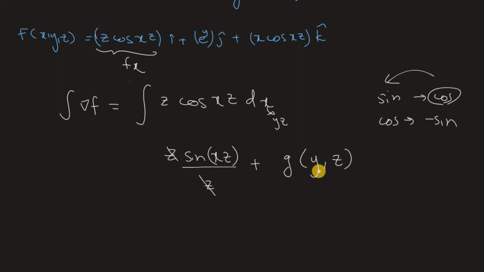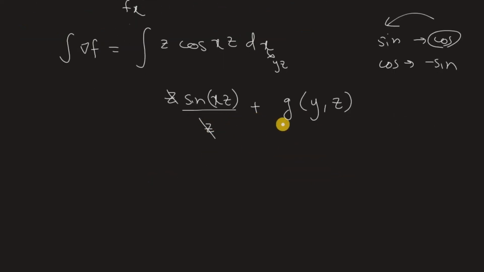So it contains something from y and z. I name this variable g of yz. So this is what we got by integrating this function. You're almost done calculating the potential function that you need, but you're only missing this piece. Let me write it over here.